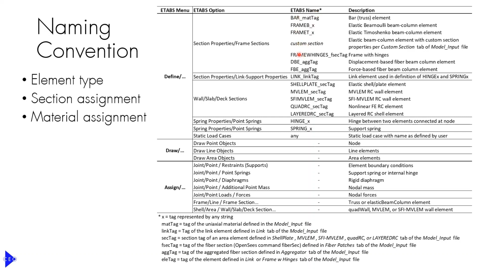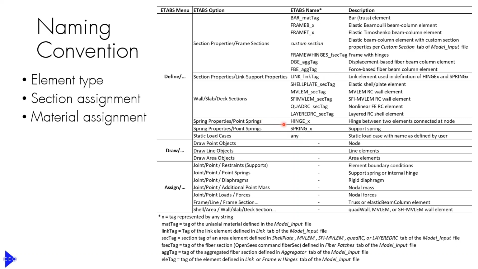Similarly, you can see this for the others. For example, if I want to use a nonlinear displacement based element, I would have DBE and then an underscore, and then you put the tag of the aggregator. If you want to use, say, the MVLEM wall model, you would put MVLEM and then the tag of a section. So this is how the software recognizes that it's going to take an area element from ETABS and create a wall element, MVLEM, for example, in OpenSees. That's how the system works.